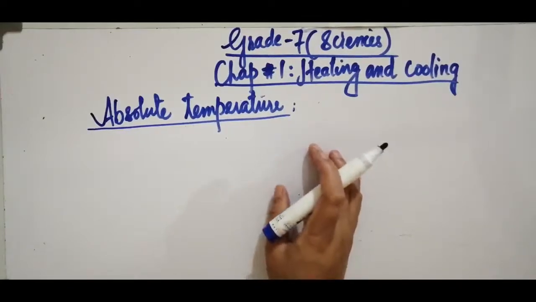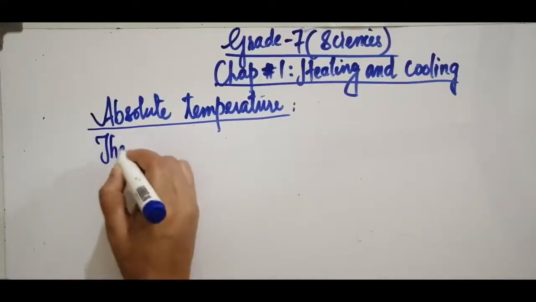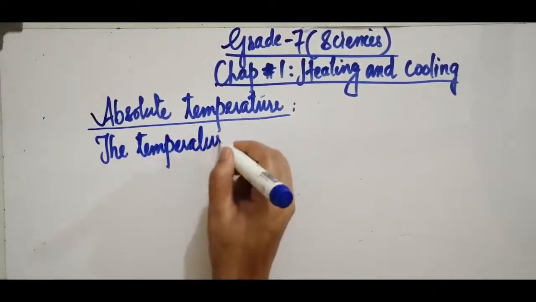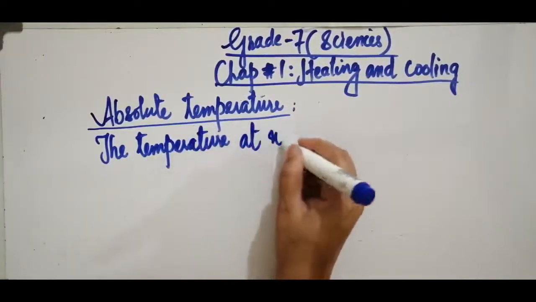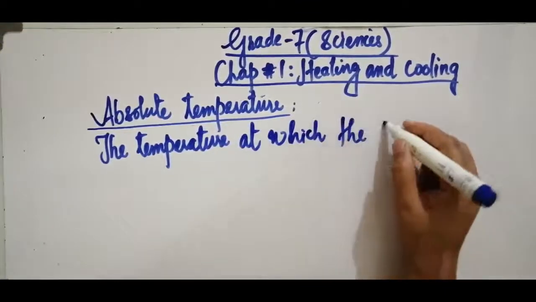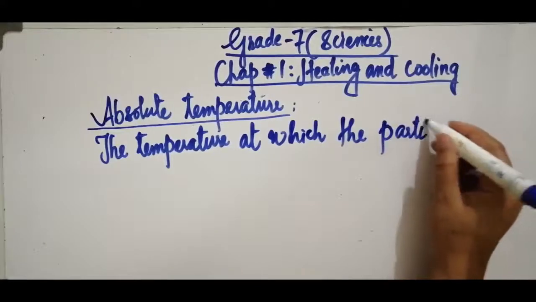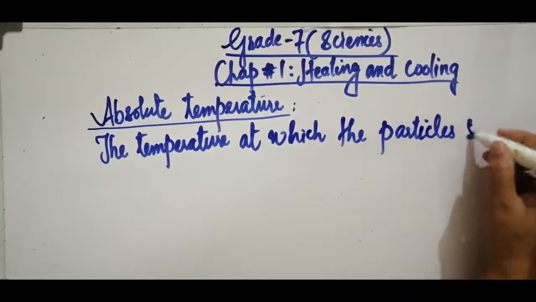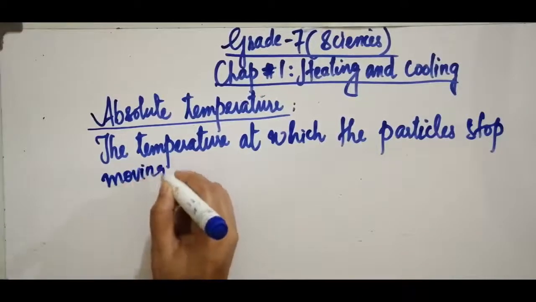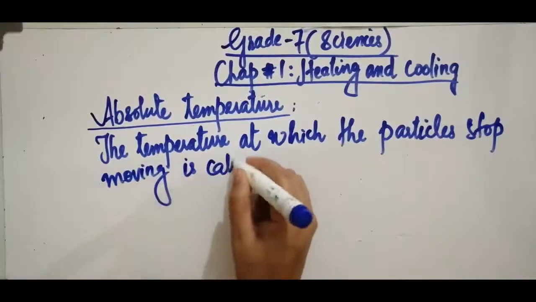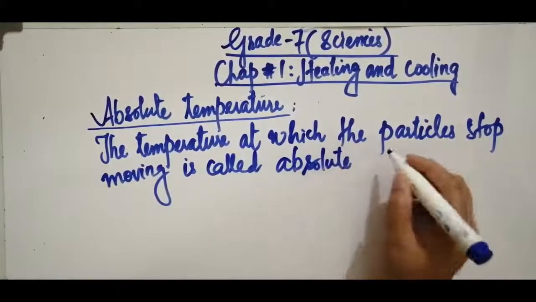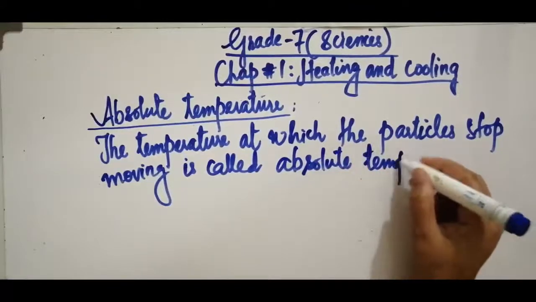So what is absolute temperature? Once again the definition, note it down. The temperature at which the particles stop moving, the particles of solids especially, is called absolute temperature. So you have to note this definition from the board.